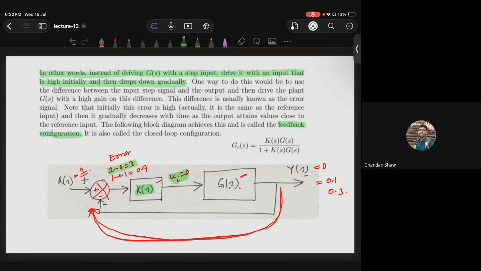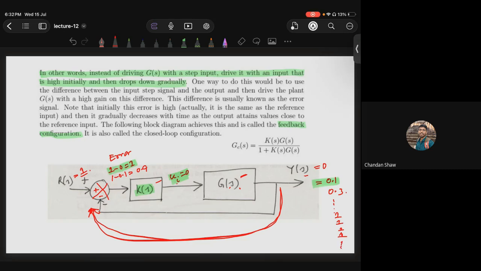Produces the proportional input. Initially, previously that is 0. Now it produces some non-zero value. That input you will give it to the G of S. It produces now the new output, say 0.1 or some other value, which will not be a 0. This process continues till your Y of S will reach 1. After reaching 1, it will stay there only.